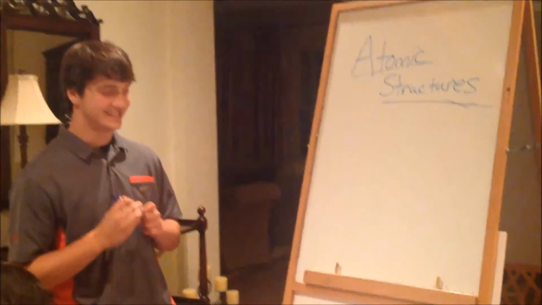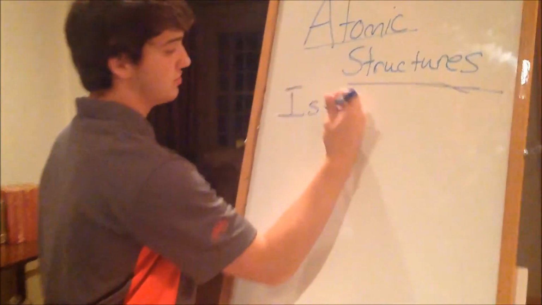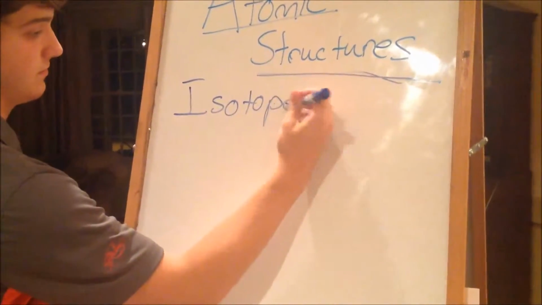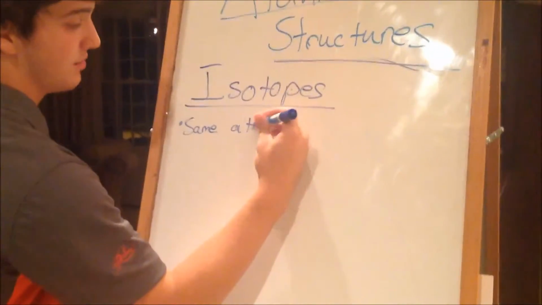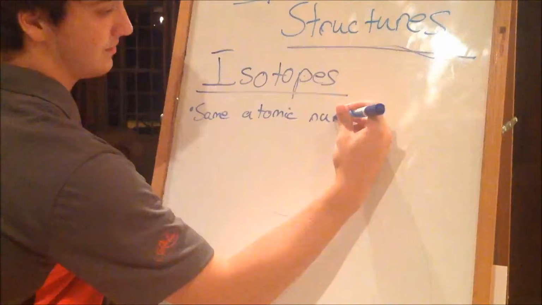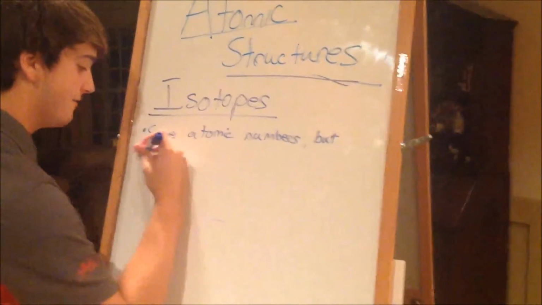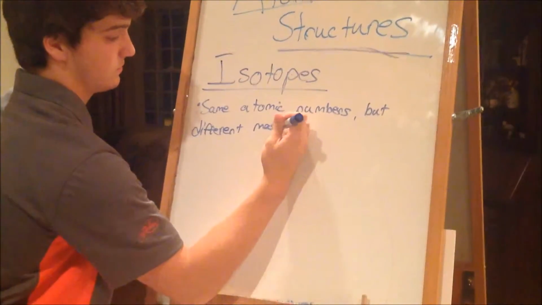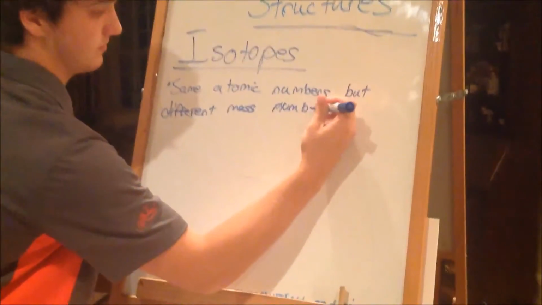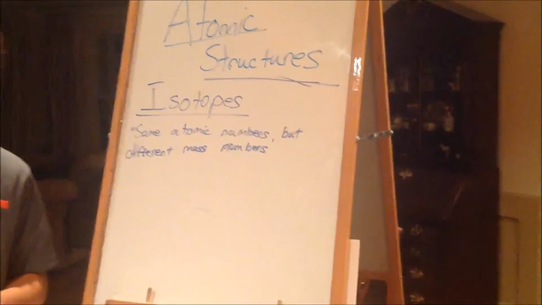Isotopes have the same atomic numbers, but different mass numbers. Write isotopes down on your board. So they have the same atomic numbers, but different mass numbers. Since the number of protons is equal, the chemical properties of the atoms are the same.